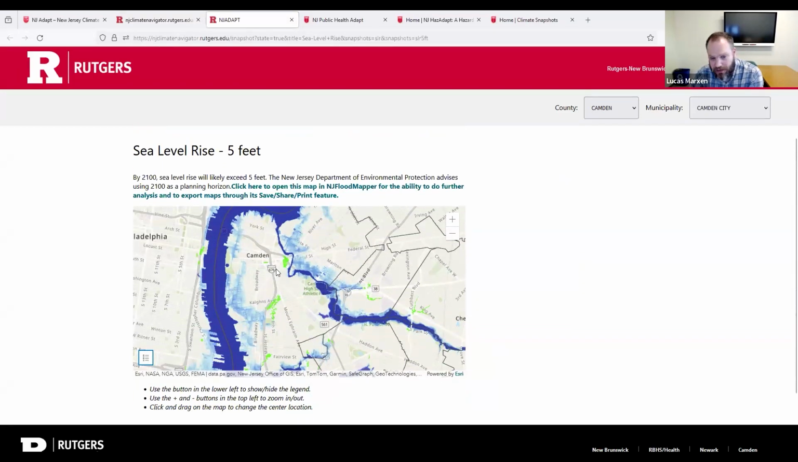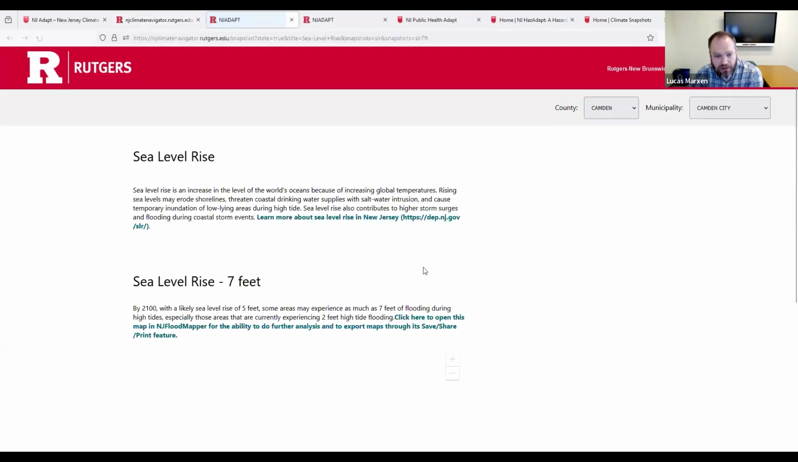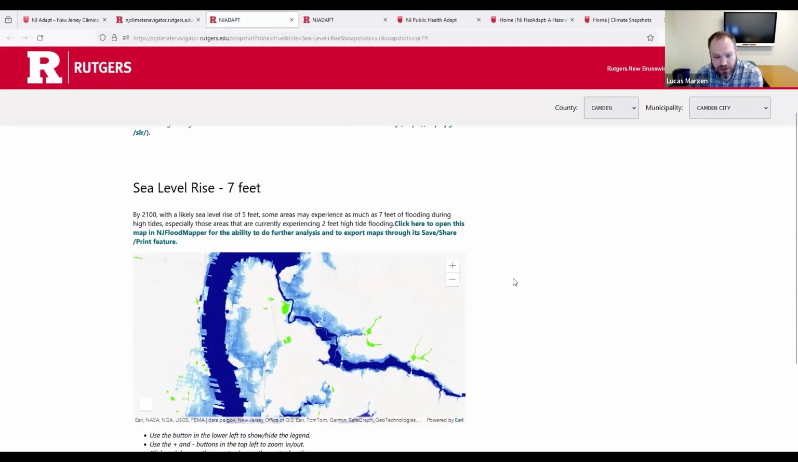So here we're looking at Camden with 5 feet of sea level rise. You can see how it's going to impact some of the waterways around the city and the areas that would be inundated due to that flooding. Going back to the tool, we can, like I said, go into some of these other ones. You can see 7 feet as well. It brings up the same type of interface and loads the same map.